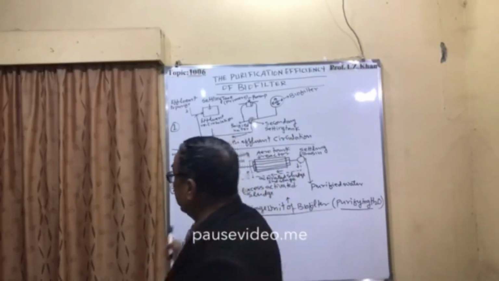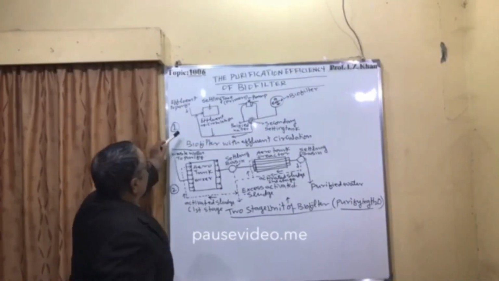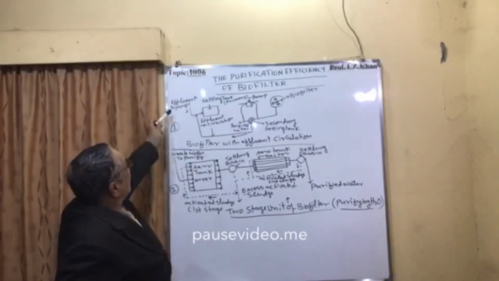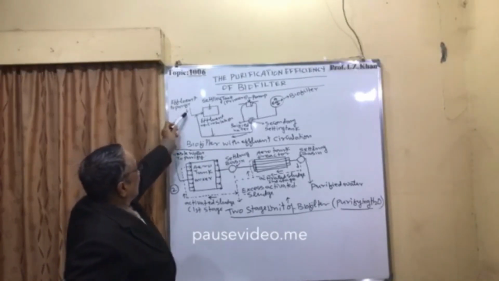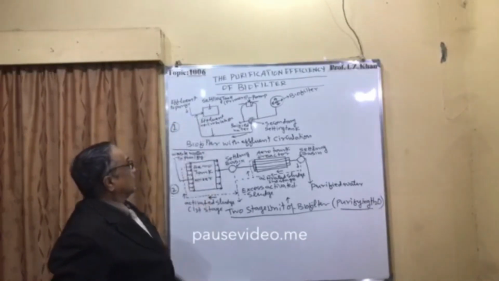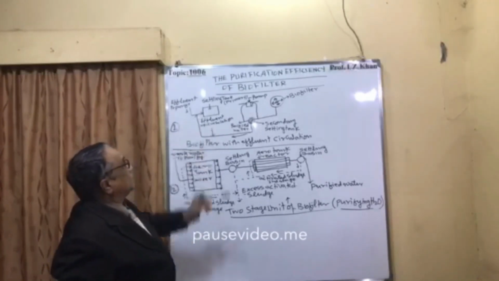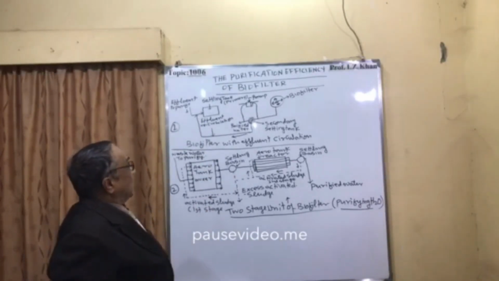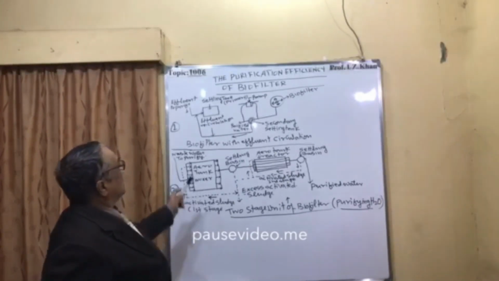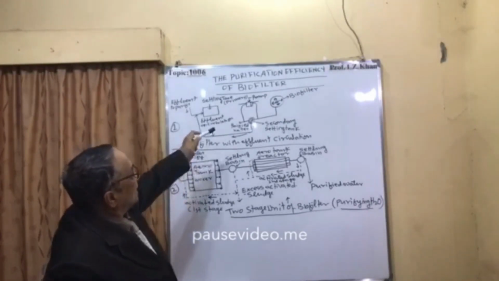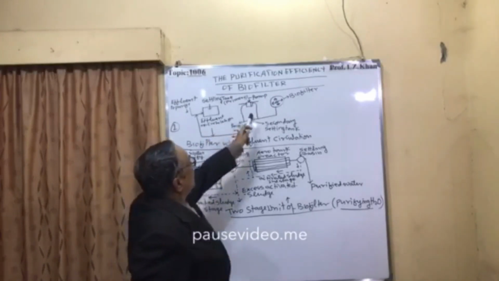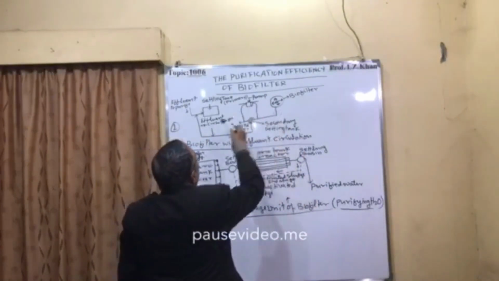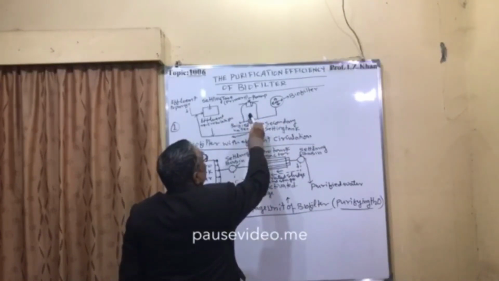So the method is given here in the first diagram, that is biofilter with efficient circulation. So here effluent to purify will enter this first tank, and this first tank is called the settling tank, that is your primary tank, and it will go to here, and then after this there is a pump, and this biofilter is here. So it will reach here.